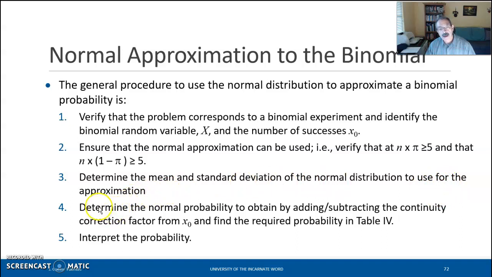And then you determine the normal probability to obtain by adding or subtracting the continuity correction factor to the number of successes that is the element of the probability question. Once you find that probability statement, you can go to table 4 and find the corresponding probability. And once you have the probability, the last step is to interpret that value. All right, let's see how we can apply this procedure to solve problems.